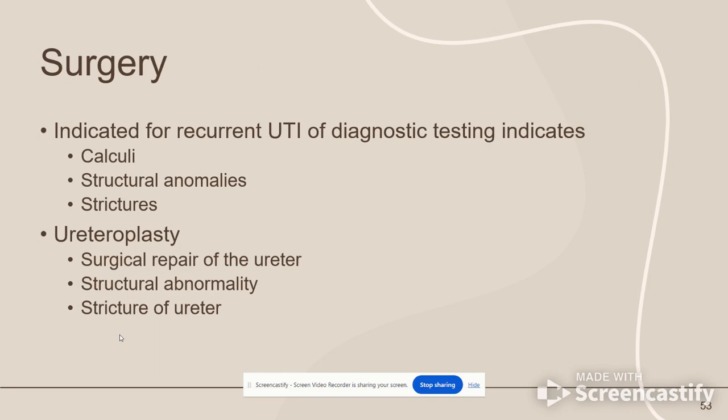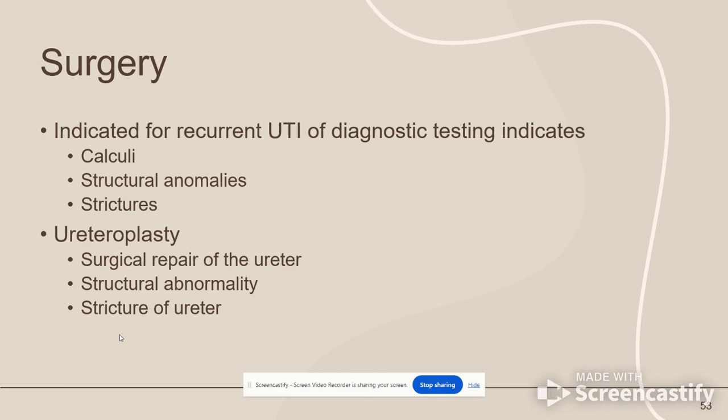Some surgical options that we can do. It's indicated for patients who have recurrent UTIs, or if diagnostic testing indicates that they have kidney stones, structural abnormalities, strictures. They can have surgical options for those. So some may be stenting, a ureteral stent, which remains in place for 3 to 5 days, or it can be permanent, maintains patency and promotes healing of ureters, usually placed in the renal pelvis. Monitor output, color, and bleeding for these patients, so urinary color and bleeding.